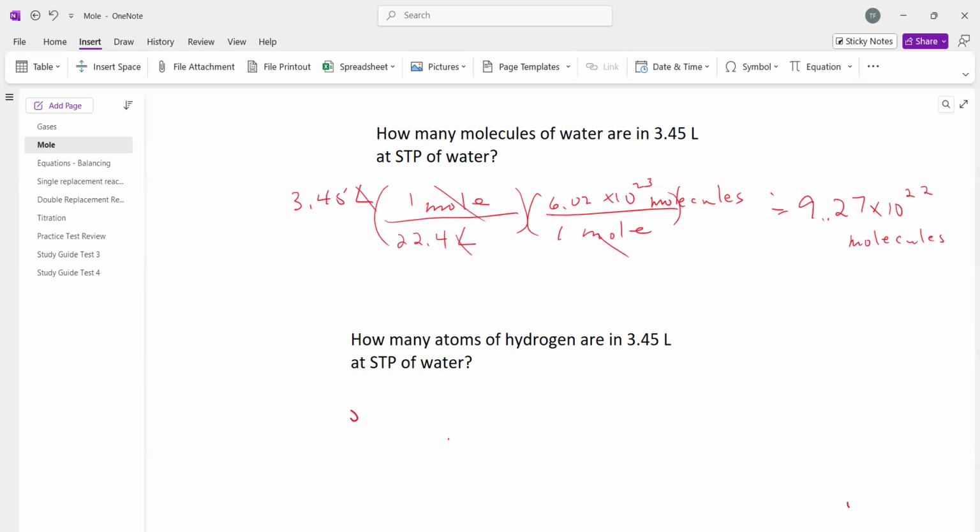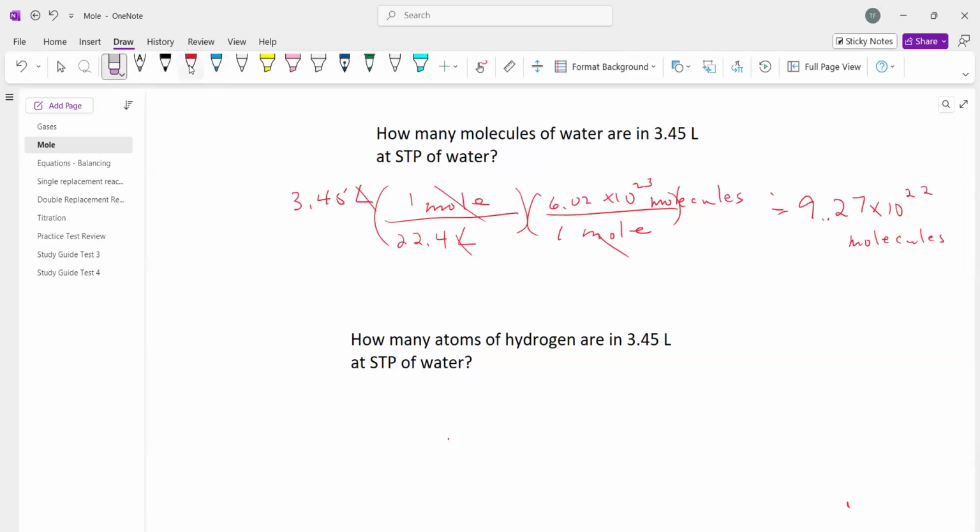My calculation, I'd have to look at the numbers you put in. Okay. All right, so we're starting with 345 liters of water. Now, what's the formula for water? H2O.